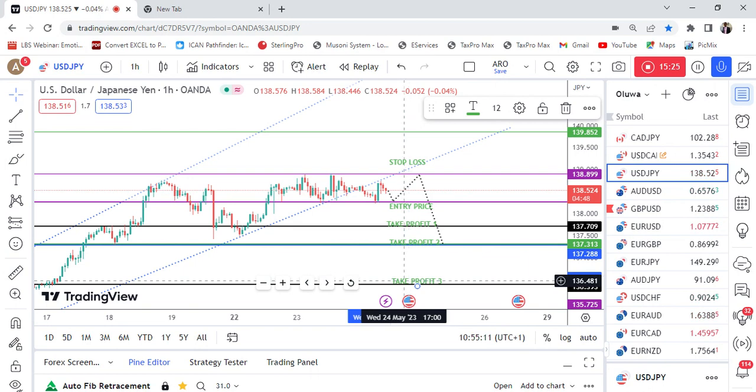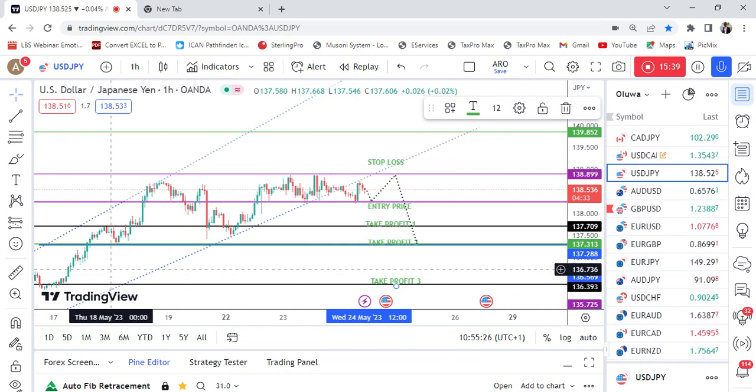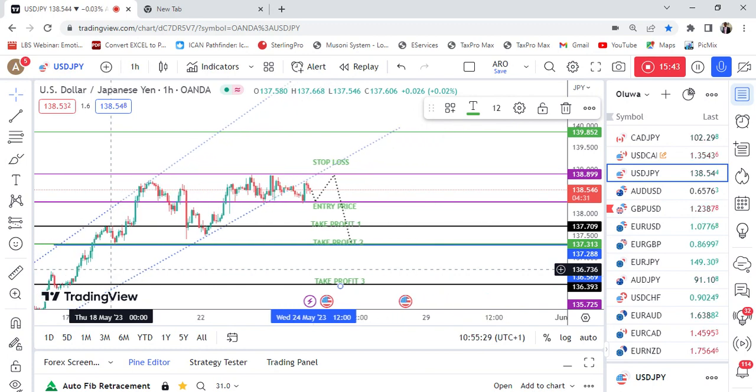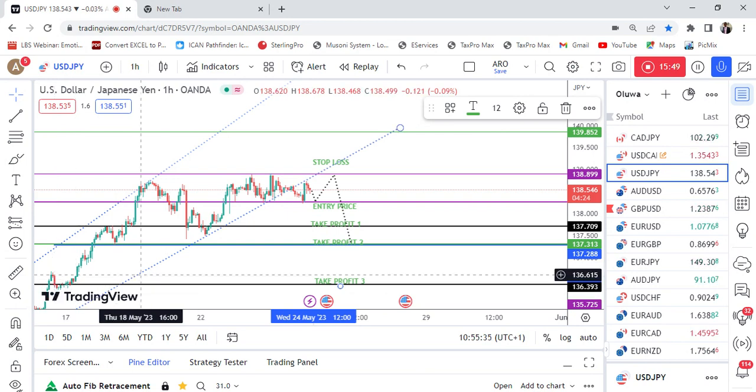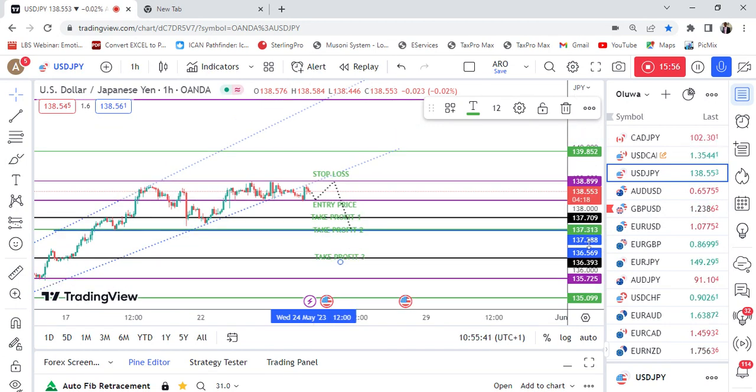But this area is not too strong, so we cannot put take profit here. It's just one candlestick reversal here, so it's not too strong. We cannot consider here. This place is more important. As you can see, there is a big candle, a reversal candlestick, and it's thick and very strong. So that's where we put our take profit here. I believe you are following the class.